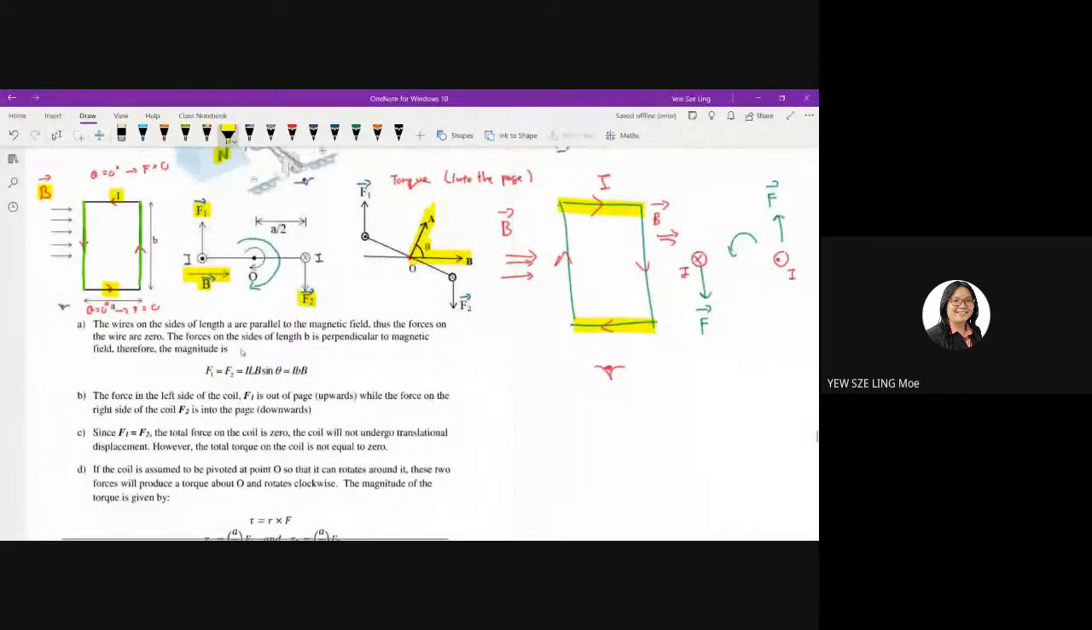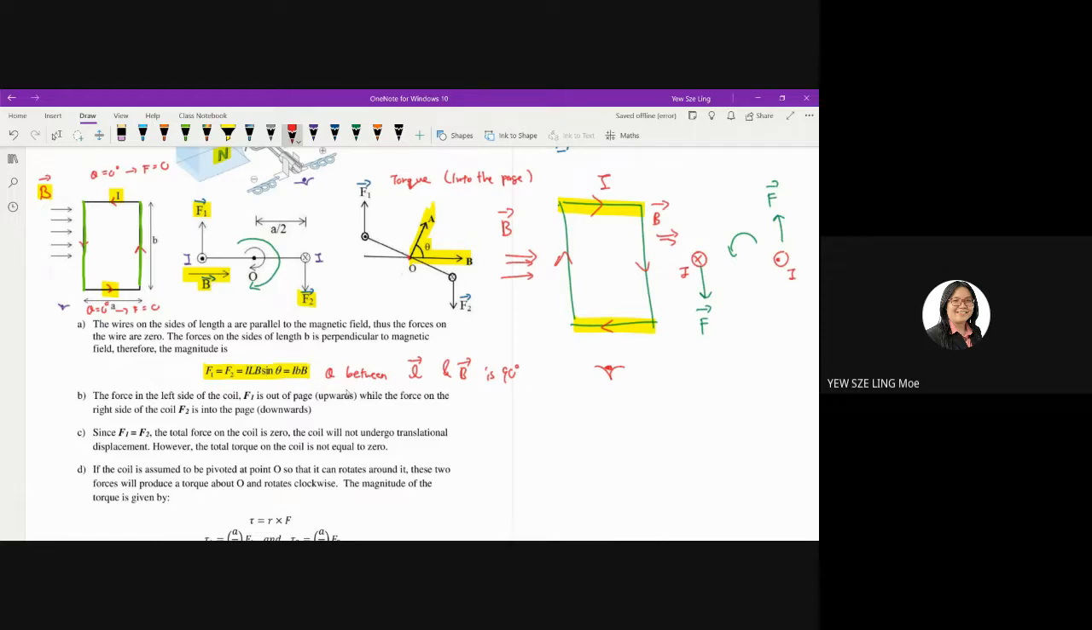So the wires on the side of the length are parallel to the magnetic field. This one I already explained, I will just go through it quickly. Thus the force on the wire is zero. Force acting on the side of the length is perpendicular to the magnetic field. Therefore, the magnitude is given by F equals ILB sine theta. So it depends on your theta. For both sides, you have the maximum force because the angle between L and B is 90 degrees. So you have maximum force on both sides of the coil.